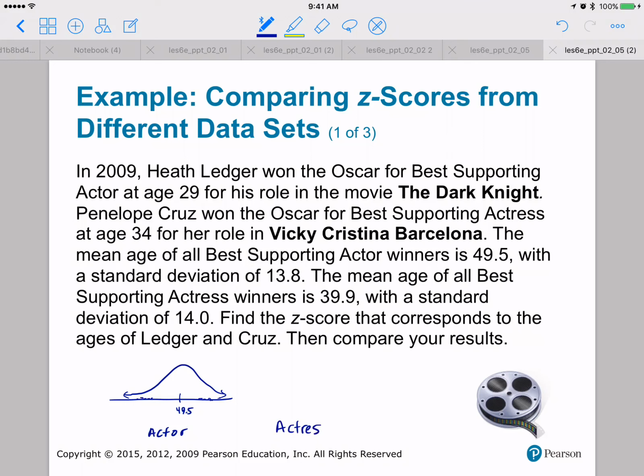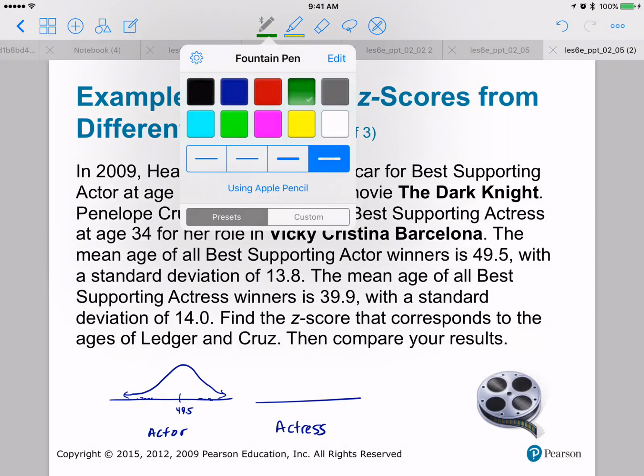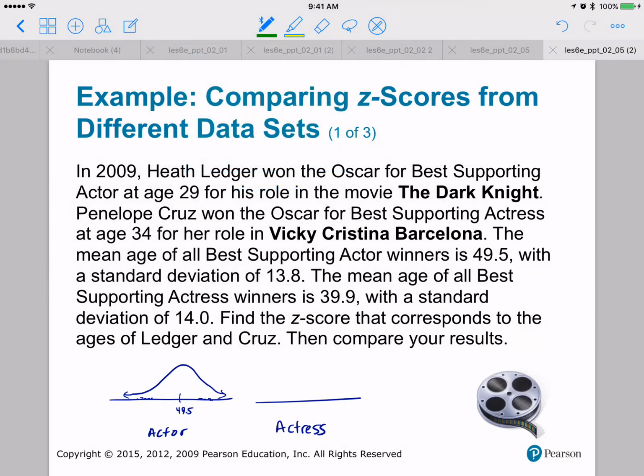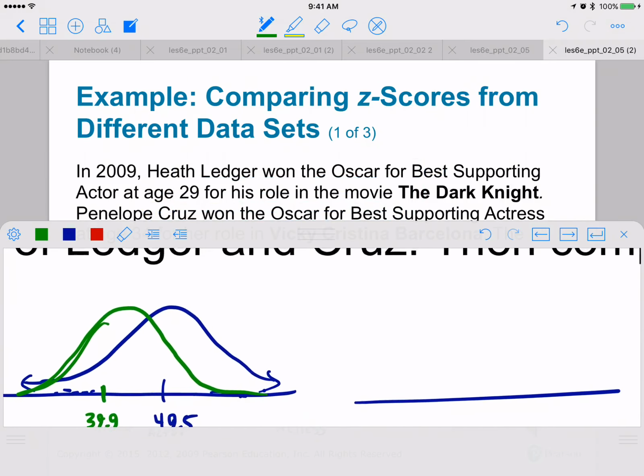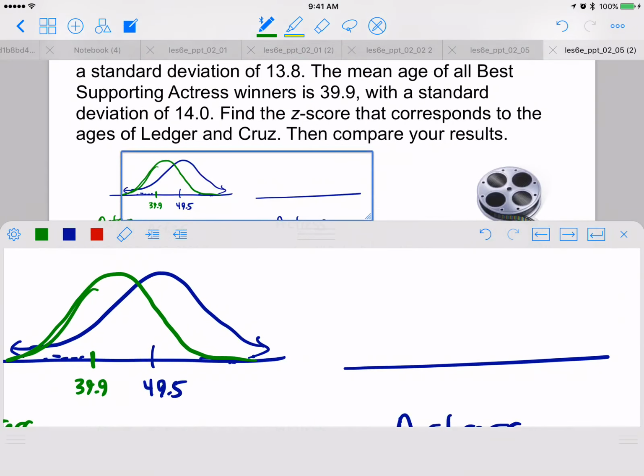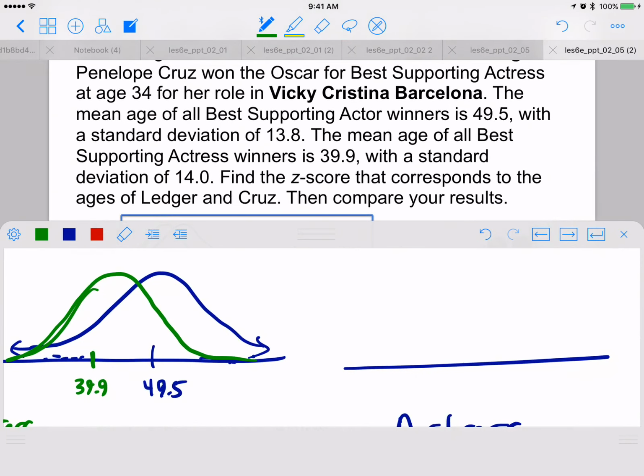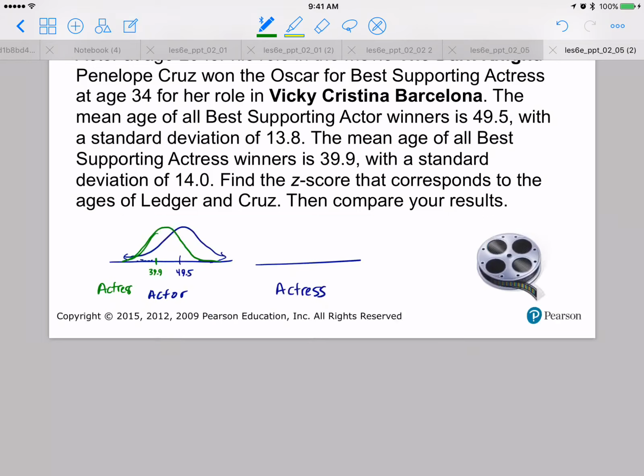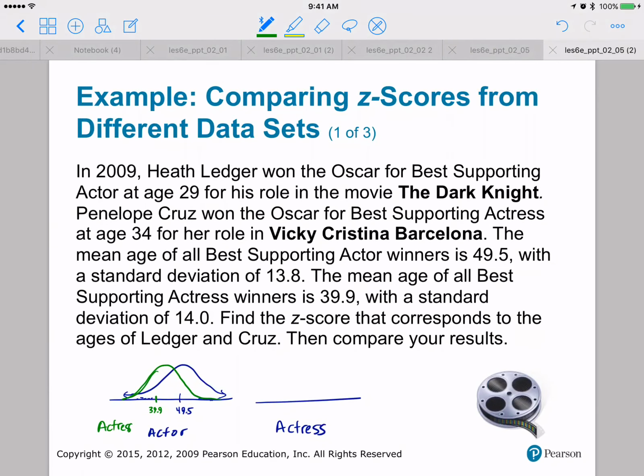And then over here, we've got actress. Let me do actress in a different color, which I'm going to do in green. We would have 39.9 as our mean, okay? And so if we had something like this, you see it's hard to compare. It's hard to see. It's hard to compare because it's like you're comparing apples and oranges, because the distributions have different means.